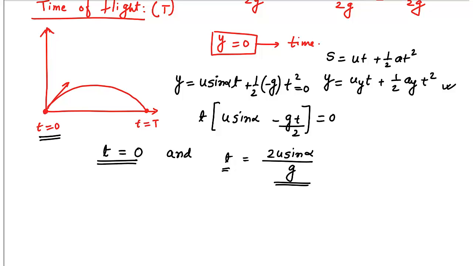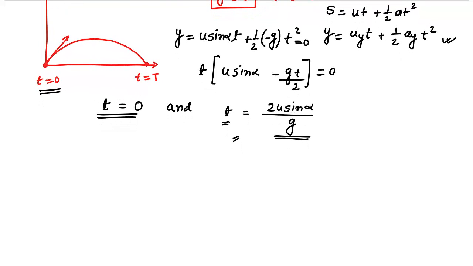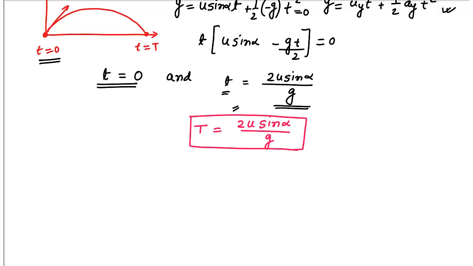And this time is nothing but the time of flight, that is the total time for which this projectile is in the air. So we can write time of flight is equal to 2u sine alpha divided by g. Now finally we can also calculate the range.